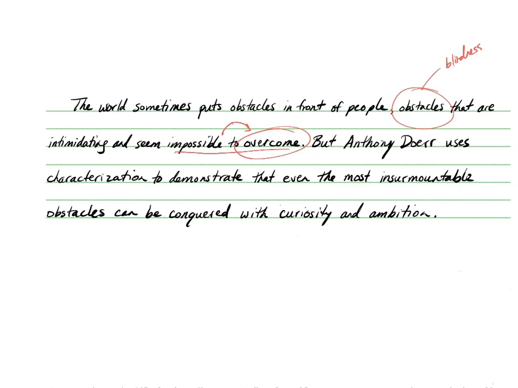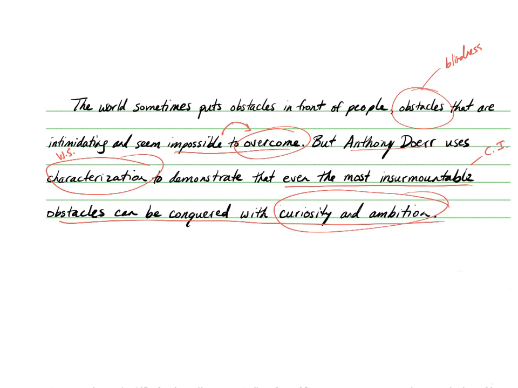So my thesis says, but Anthony Doerr uses characterization to demonstrate that even the most insurmountable obstacles can be conquered with curiosity and ambition. So here is my writing strategy. And then this is my central idea. And obviously I've got the author there. I knew that all my examples of characterization point to those two things, so I'm including them in my thesis so that the reader has a very clear idea of where I'm going to go.